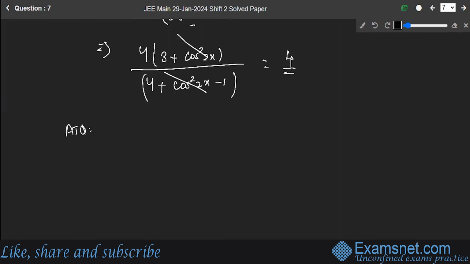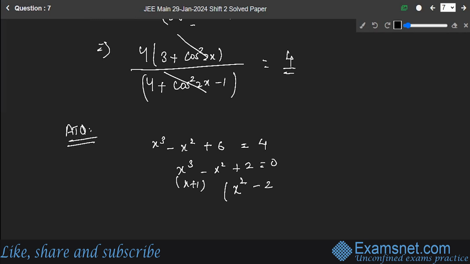According to the question, x cube minus x square plus 6 is equal to 4, or you have x cube minus x square plus 2 is equal to 0. So I'll take x plus 1. This is one of the factors, right? X plus 1, because it will evaluate to be 0. Yes, correct. So this will be x square minus 2x plus 2 is equal to 0. This is x plus 1 into x minus 1 whole square plus 1 is equal to 0.